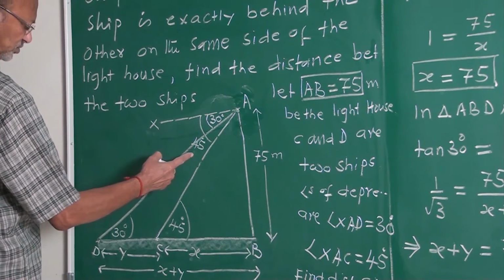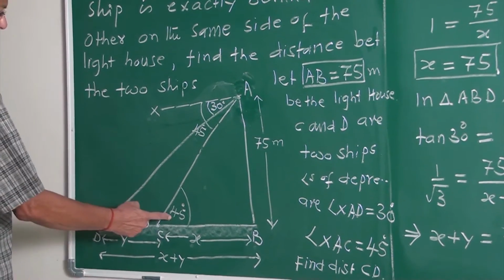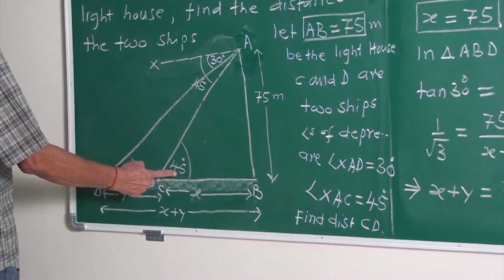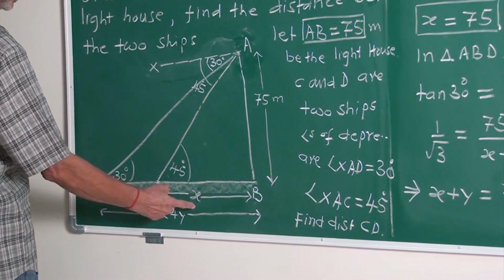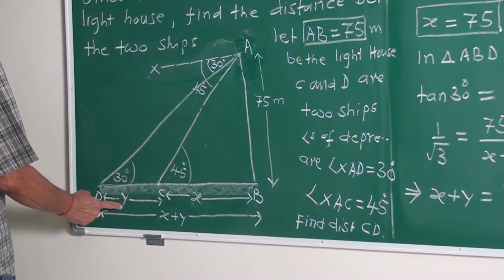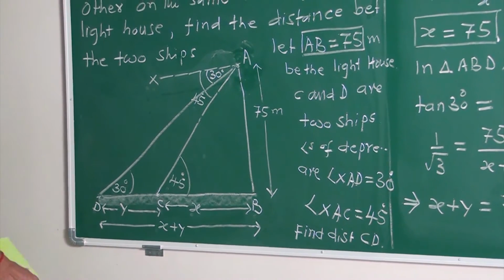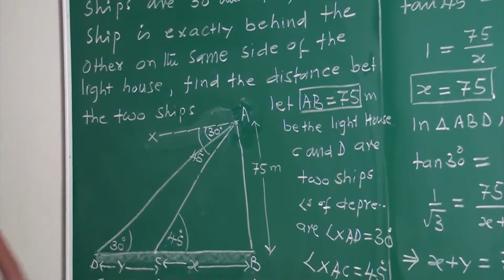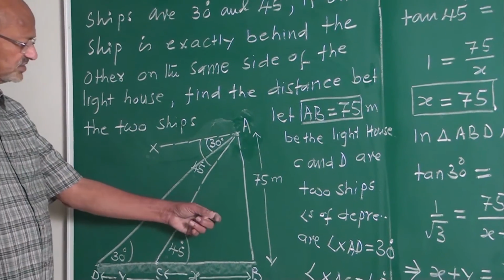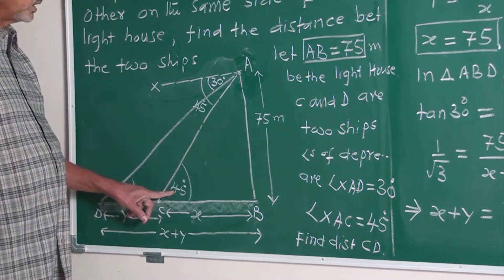Down means depression. Geometry, alternate angles, 30 and 45 degrees. Let BC be x and CD be y, so that BD is x plus y. This is the description of the example. Everything is written. First, take this triangle, tan 45.